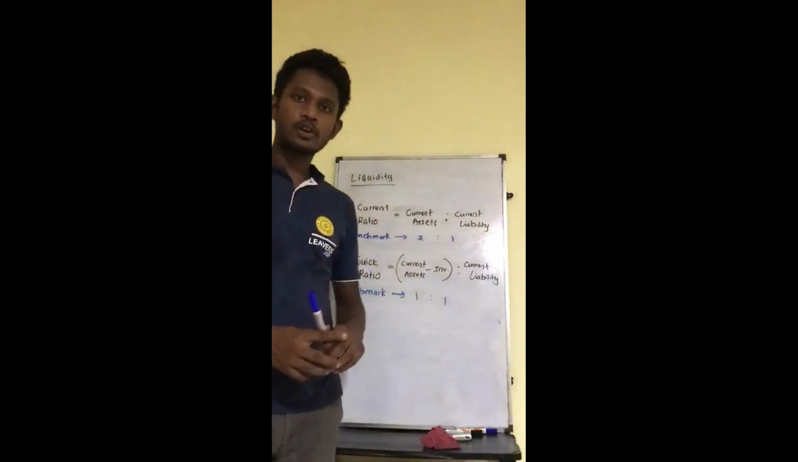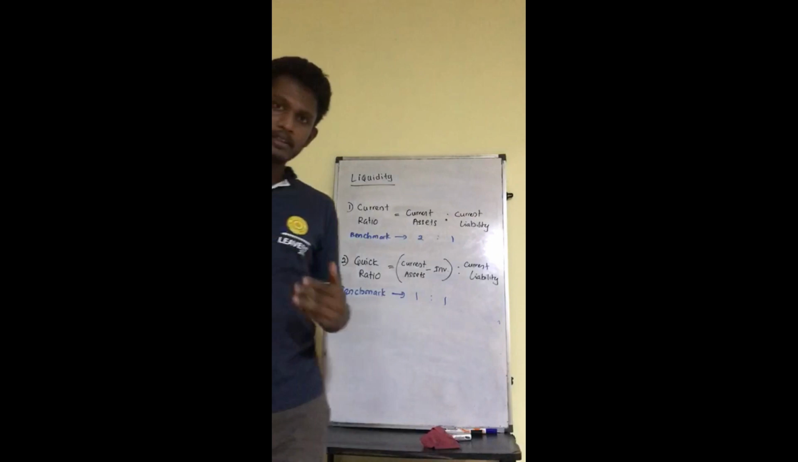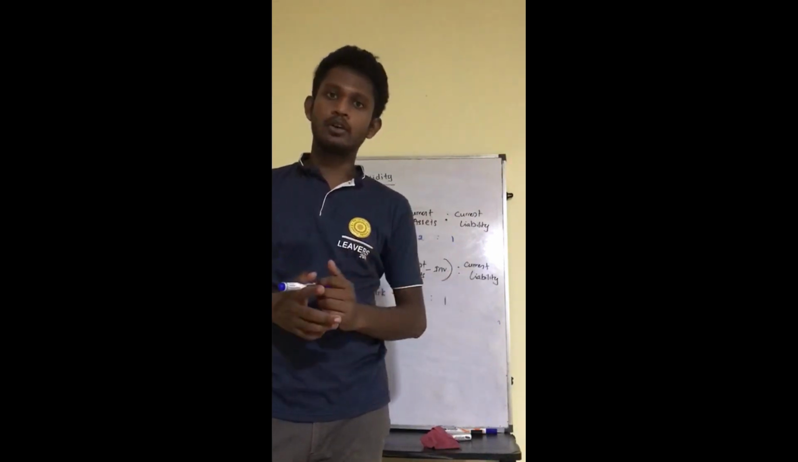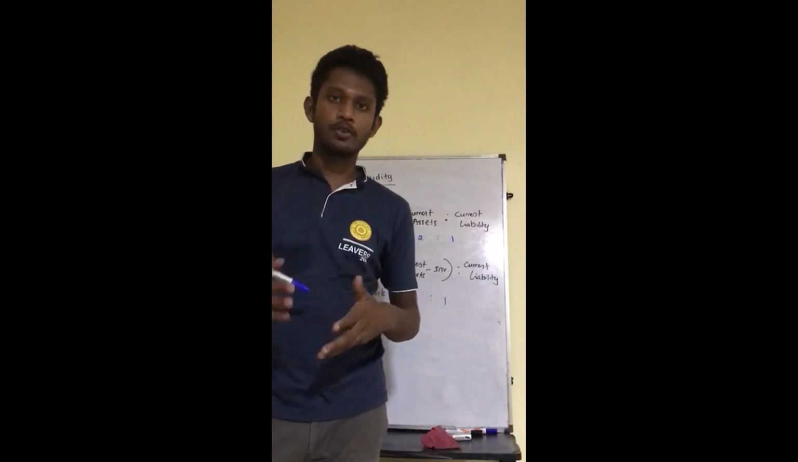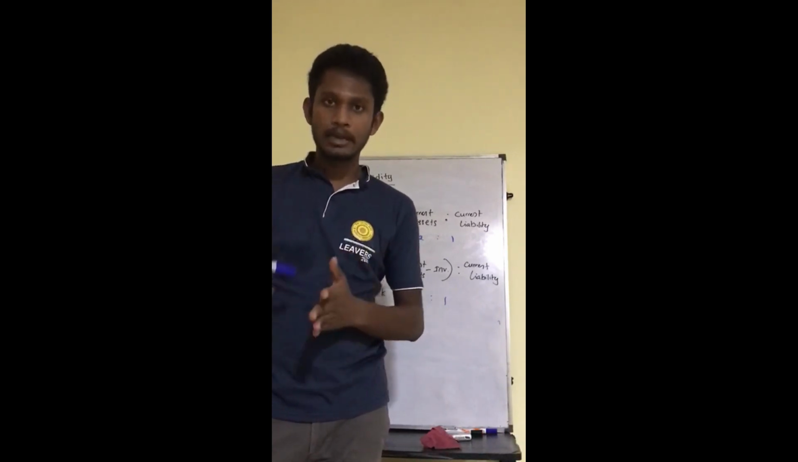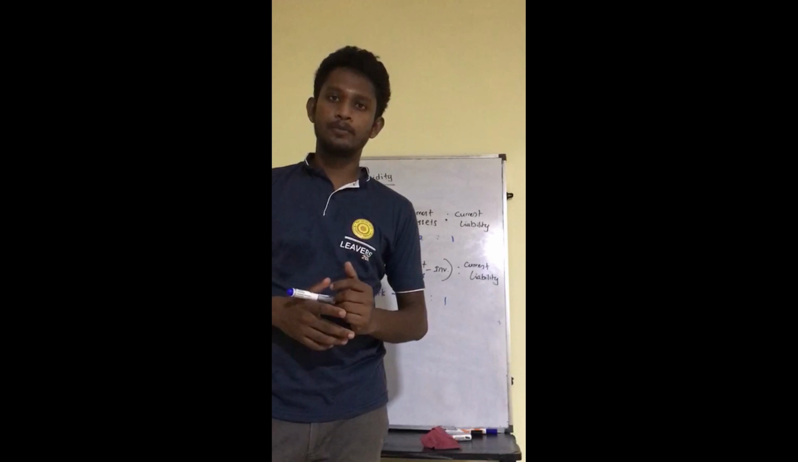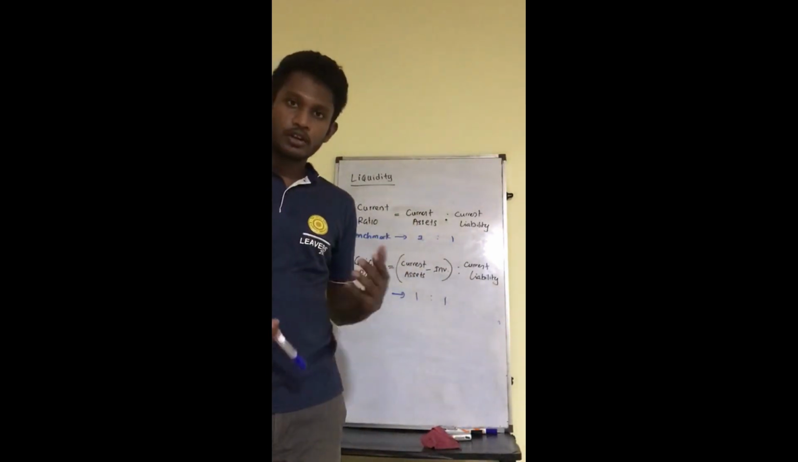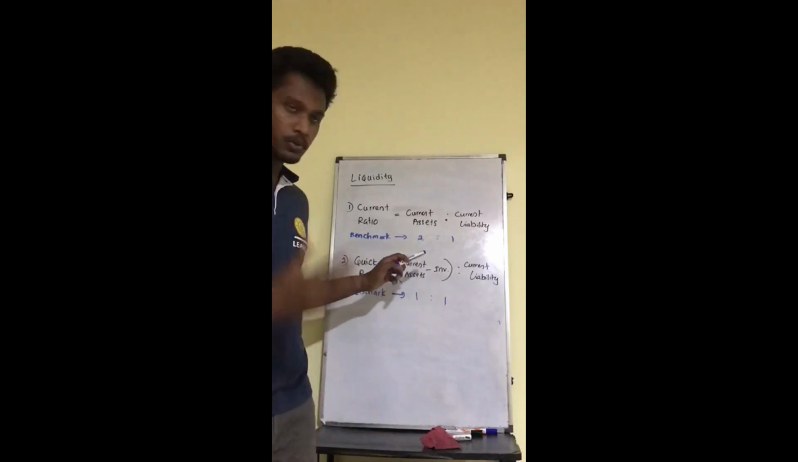And the next ratio type is liquidity. So what do you mean by the liquidity? Liquidity is the company's ability to settle its short-term debts, short-term loans or whatever short-term liabilities without incurring any extra cost. So we can measure the liquidity position of the company using basically two ratios.